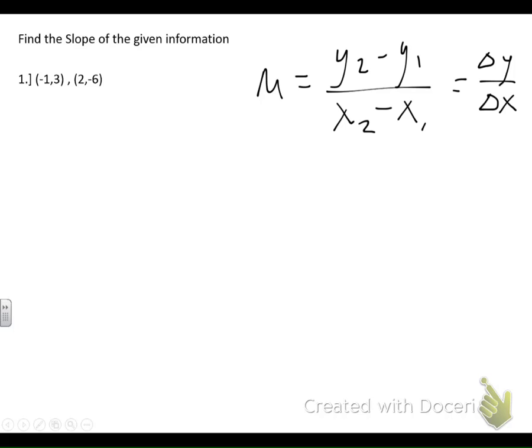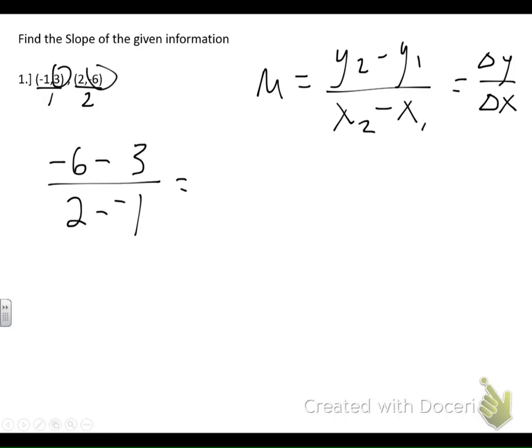So first example we're going to look at is, what if we have some points like right here? Well, let's take my formula. These points right here are my second set of points and my first set of points. That's what I'm going to use for y1, y2, and x1 and x2. So when I'm setting this up, I'm going to say negative 6 minus 3, my y2 minus my y1, and I'm going to put that over 2 minus negative 1.